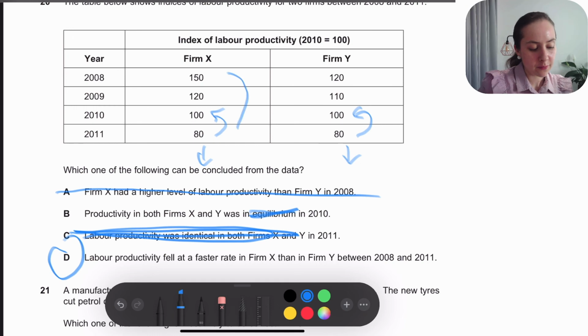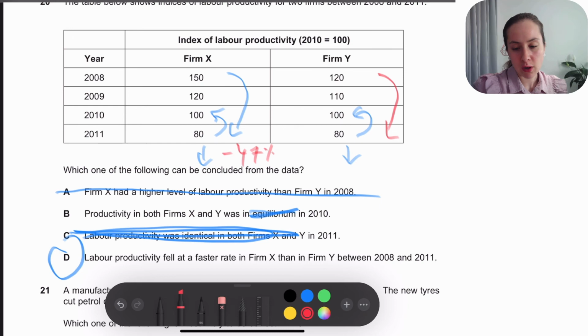Labor productivity has fallen from 150 to 80. So if you work out the percentage change with that, what would that be? 80 minus 150 divided by 150. This has fallen by 47%.